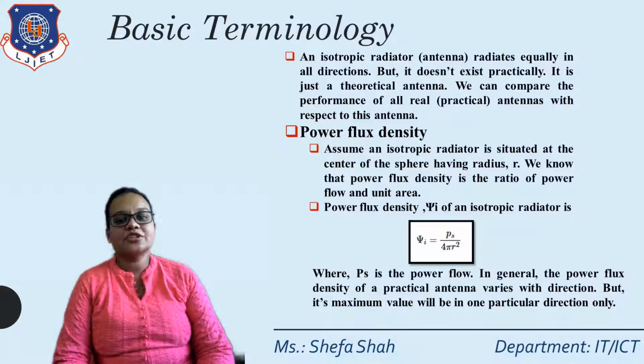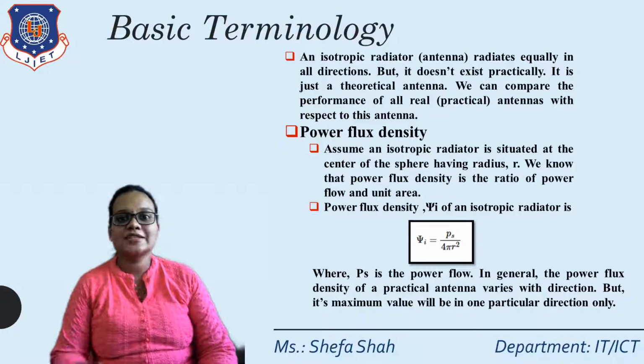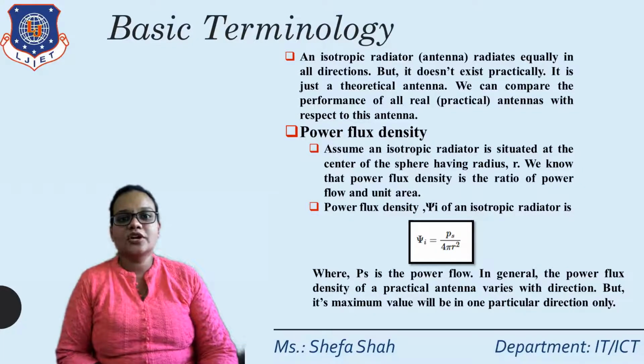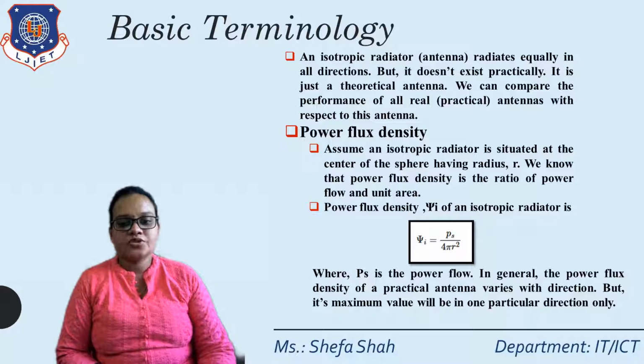The flux density is denoted by psi I, so psi I is equal to PS, the power from the radiated source, divided by the area. Here we have taken a spherical surface, so the area will be 4 pi r square, where PS is the power flow. In general, the power flux density of a practical antenna varies with direction, but its maximum value will be in one particular direction only.